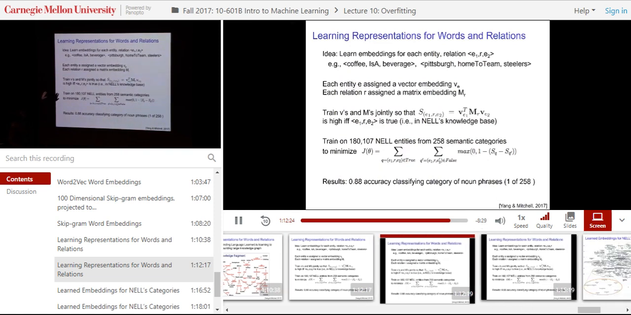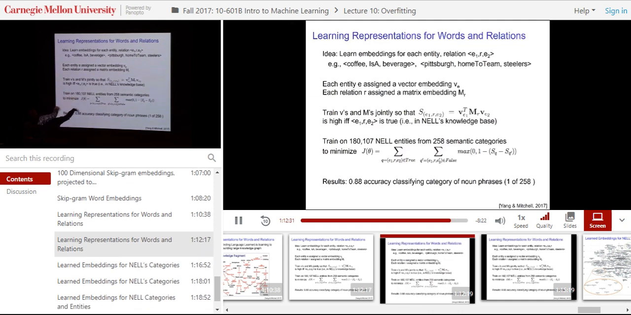We said, let's take the triples that are in that graph, like coffee is a beverage, Pittsburgh home to team Steelers. Each entity will be assigned a vector embedding, let's call it V sub E. And each relation will be assigned a matrix embedding. And we'll train it so that the assigned vectors and the assigned matrices assign a score to every possible triple.